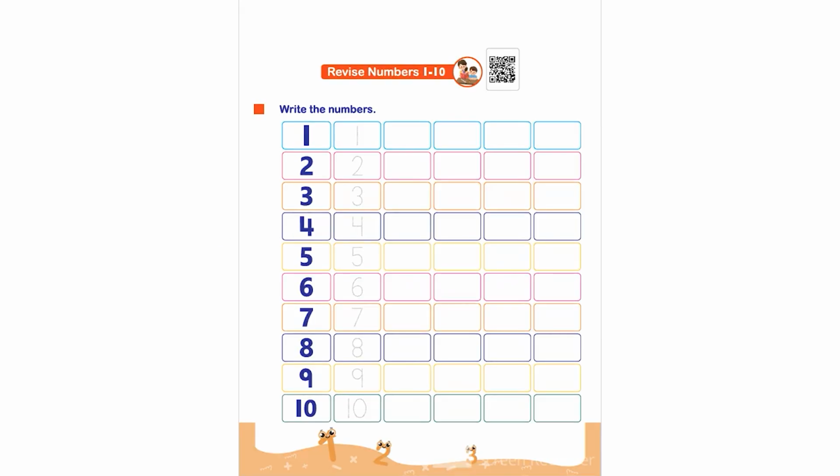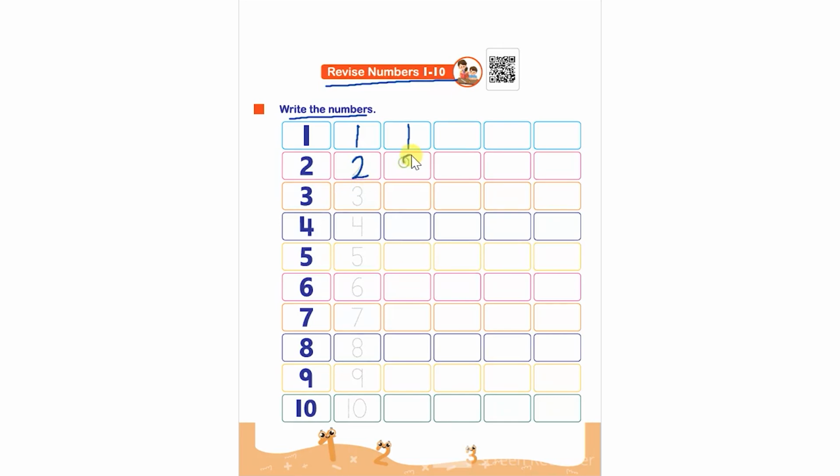Hello everyone. In this worksheet, the topic is revise numbers 1 to 10. Write the numbers. So here the child has to first trace the given numbers and then complete writing the numbers in the given boxes. So here number 1, they have to trace it and write number 1 in these all given boxes. After that, they have to follow the same for the next set of numbers.